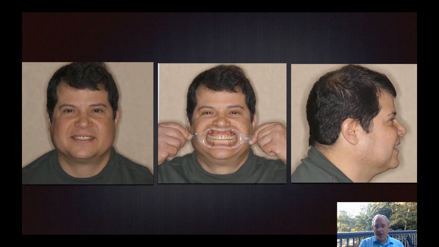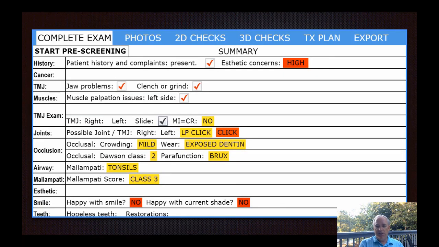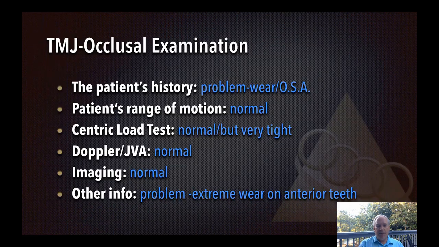So this is Ben. You looked at him in the first video when we talked about signs of instability, and I want you to notice the size of his masseters and also notice some of the wear and tear that we'll see on his teeth. He has high aesthetic concerns. He's got a history of some clenching and grinding and some soreness. He does have a lateral pull click on his left side, but his biggest concern is the wear and the exposed dentin. He does have a problem with some wear and obstructive sleep apnea.